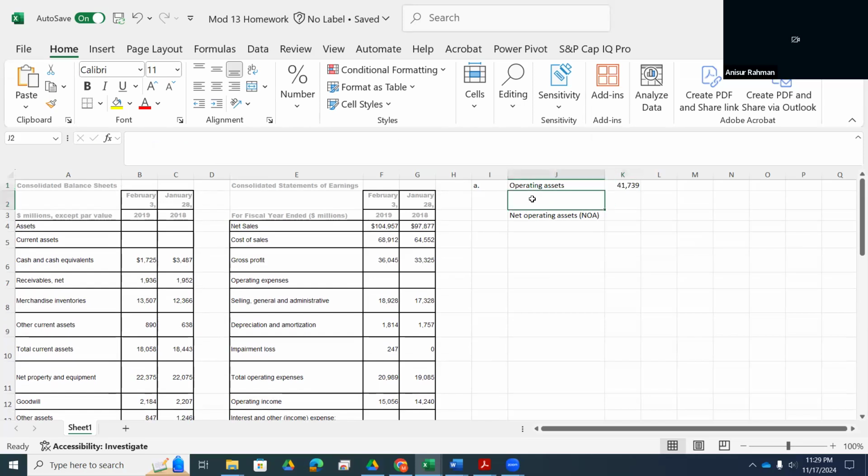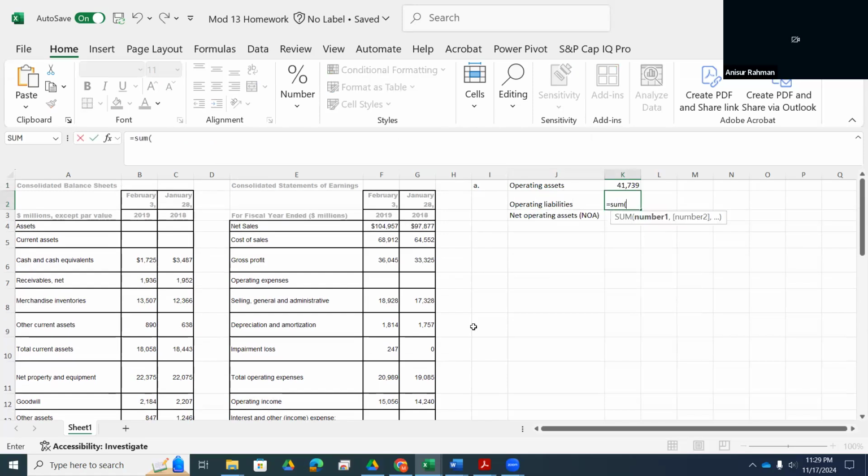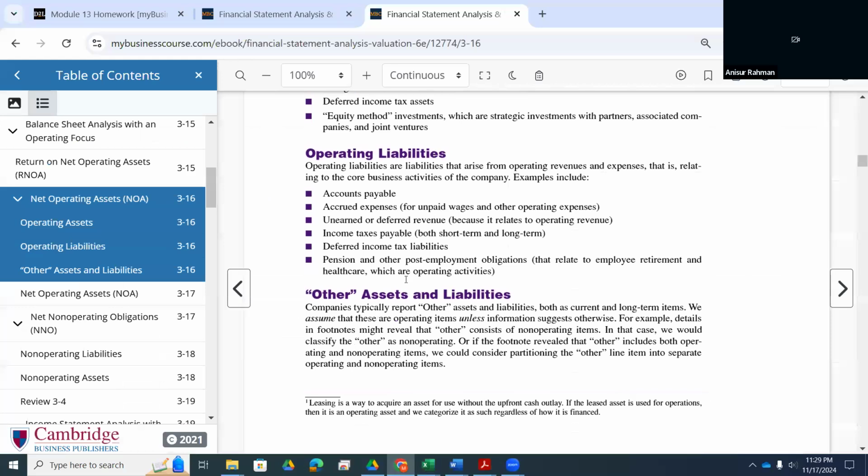And then operating liabilities. So operating liabilities are, again, some formula. You'll see accounts payable, accrued expenses, unearned or deferred revenue, income taxes payable, deferred income tax liabilities, pension and other post-employment obligations.